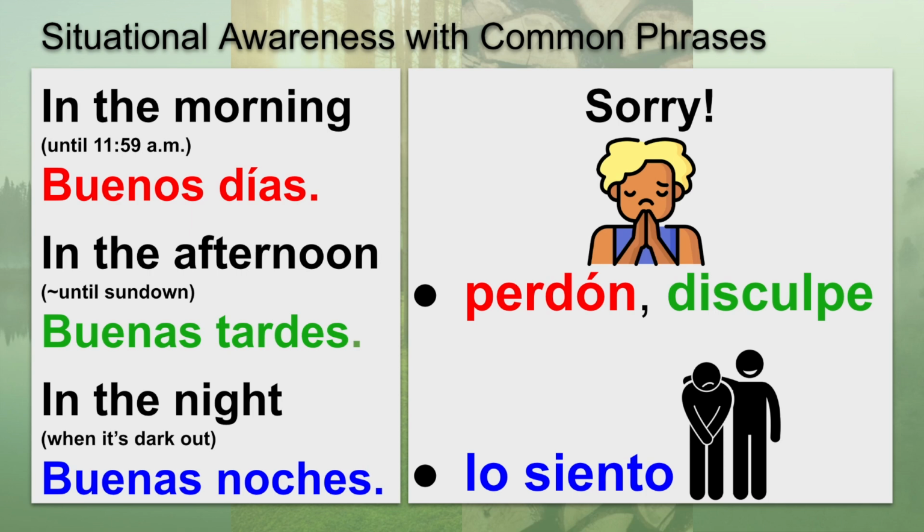Then, with the words that mean sorry, perdón and disculpe are pretty much interchangeable. It's what you would use to get someone's attention or to say, oh, excuse me, or forgive me, whatever. Lo siento is more like, I feel for you, man. That kind of a sorry.